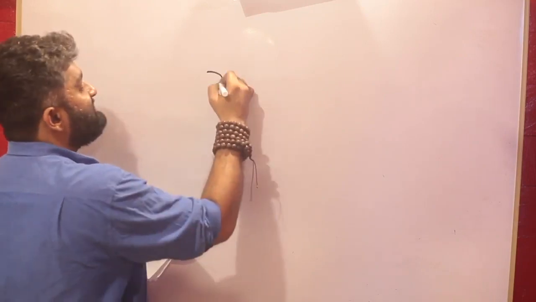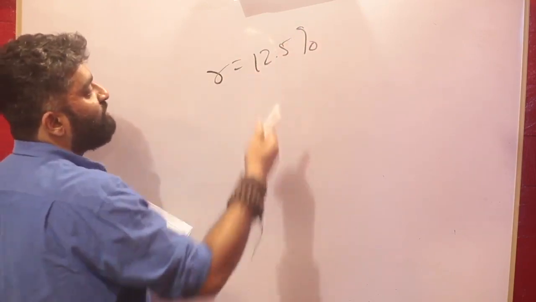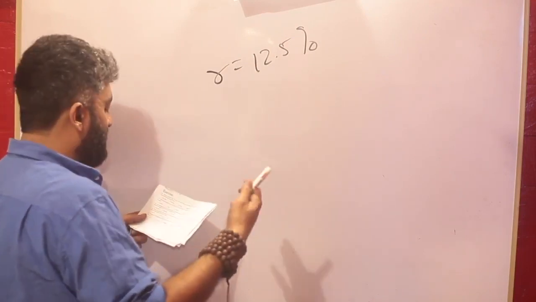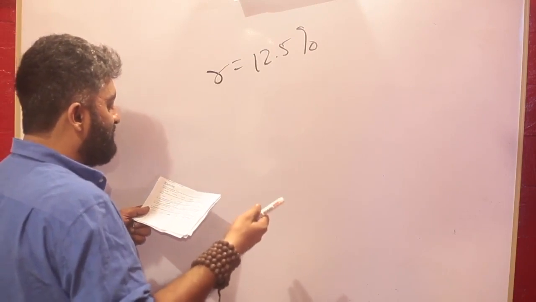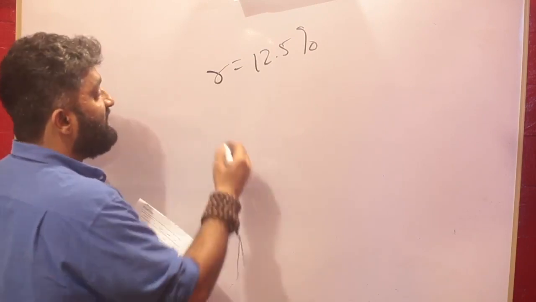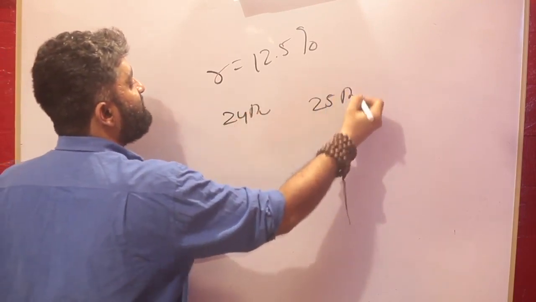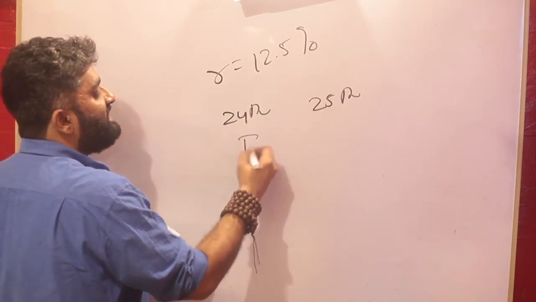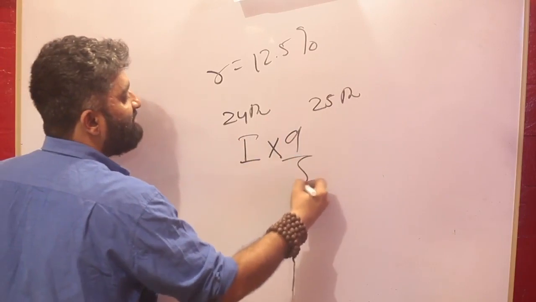Question number 19 says if the rate is 12.5%, right? And remember, 12.5% is 1 by 8 and a multiplying factor of 9 by 8. So it says the rate is 12.5%, find the ratio of compound interest in the 24th year and the 25th year. Again, we are talking about consecutive years. So whatever was the interest in the 24th year, it would be multiplied by 9 by 8.